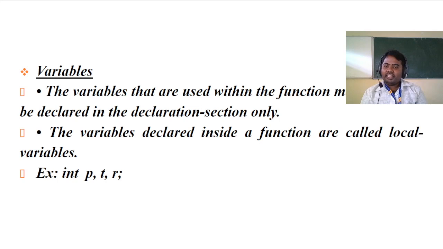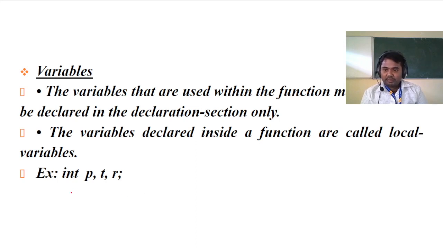A variable is just a name given to a memory location. This variable can be defined within a function or outside the function. If the variable is defined within the function, it is called a local variable. If it is defined outside the function, it is called a global variable. A local variable can be used only within its defining function, and a global variable can be used throughout the program.